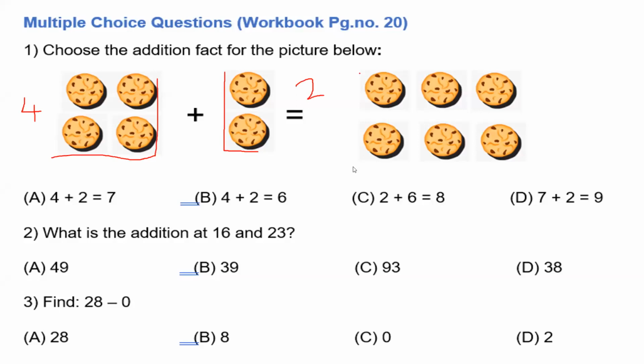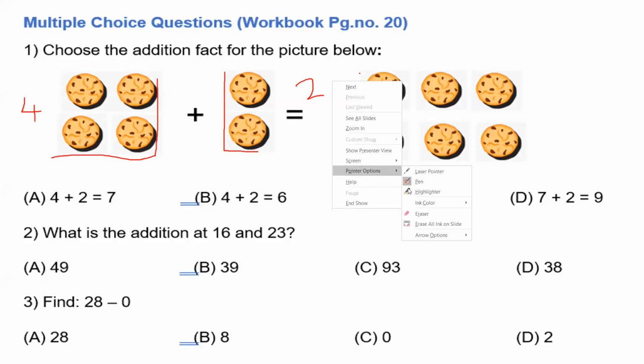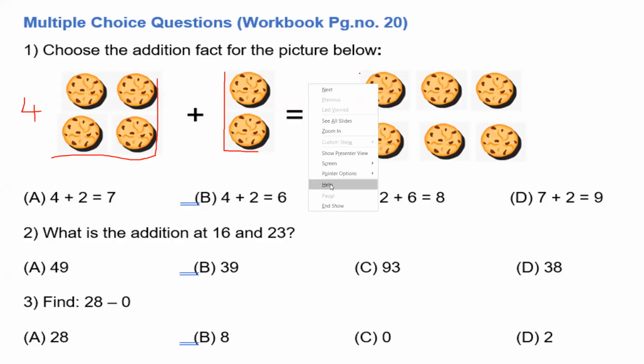4 plus 2, children. How much? Take 2 in your hand. Count after 4, 5, 6. So total how many biscuits are there? Count. 1, 2, 3, 4, 5, 6. 6 biscuits. So from here the option A, option B, option C, option D, which option is correct?